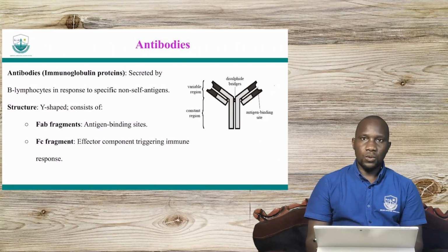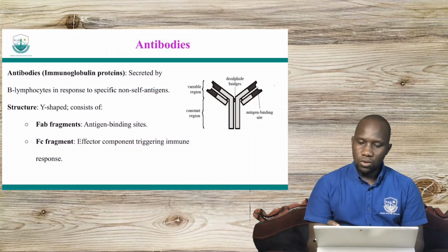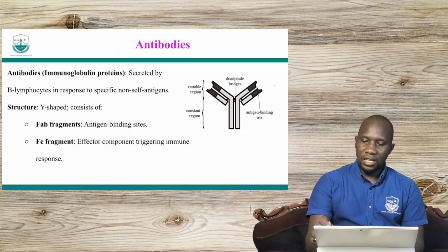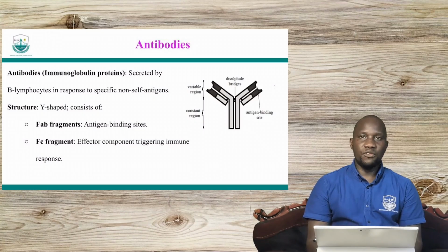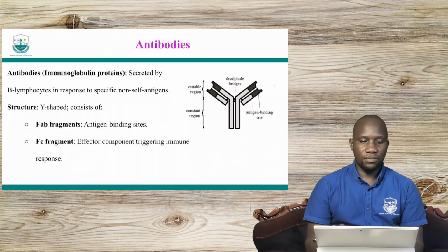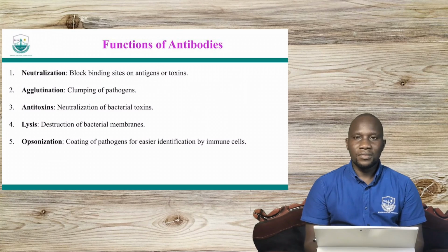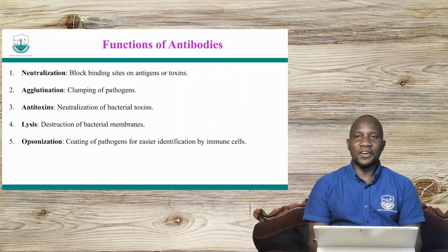So these parts here are the ones that are very helpful in attaching to the antigen, and we'll see the different mechanisms that the antibodies can use in order to destroy the antigen. Just like saying there are many ways of killing a rat, it's the same thing we can say about antibodies. They have different mechanisms they can use to destroy the antigen.